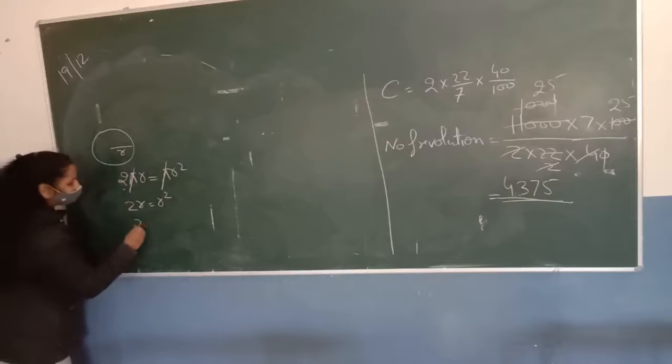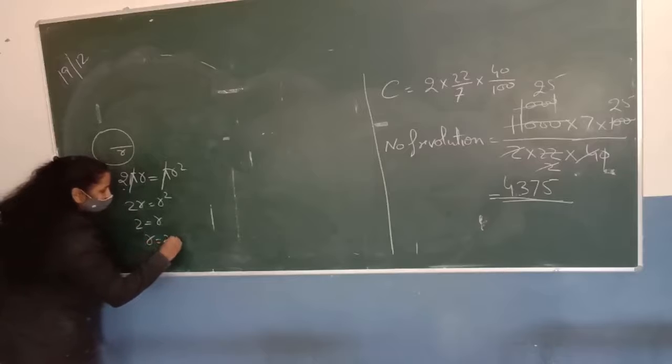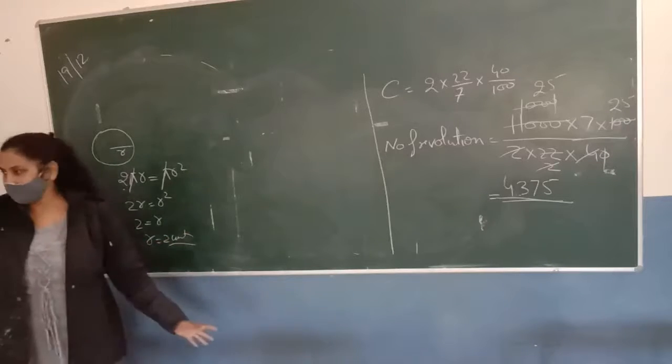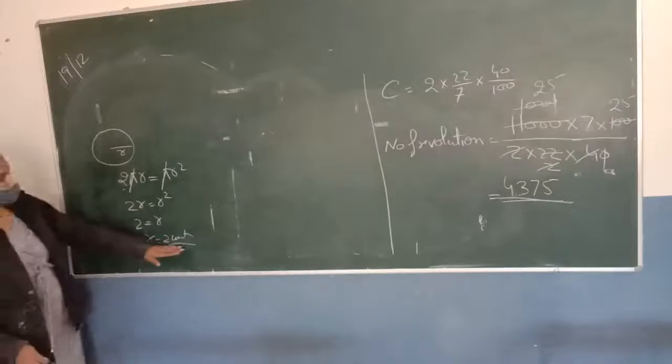So what will be the value of r? It will be 2 units, because we don't know what the unit of this question is. Centimeter or meter, it can be anything. So we are writing it like 2 units.